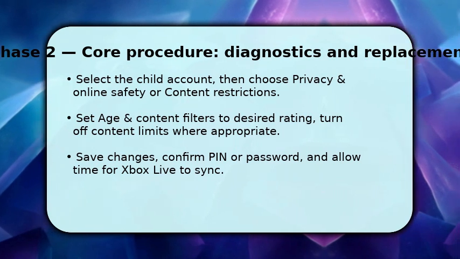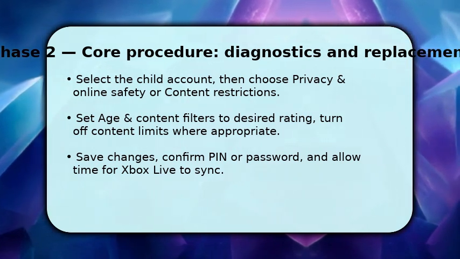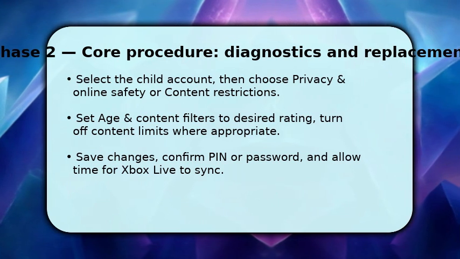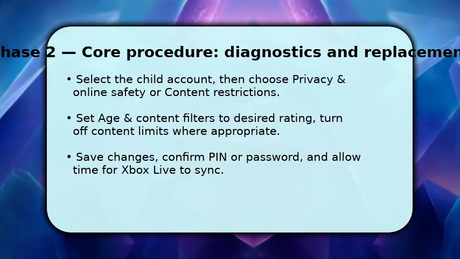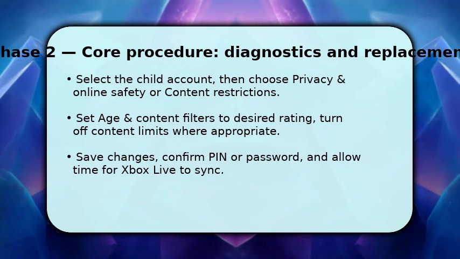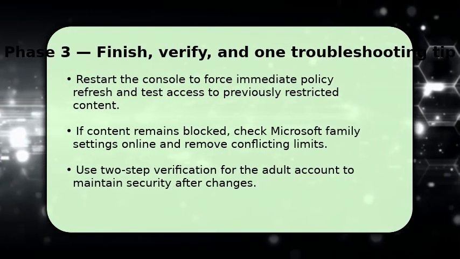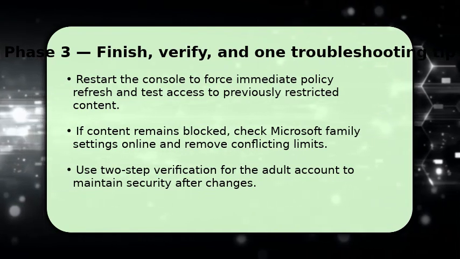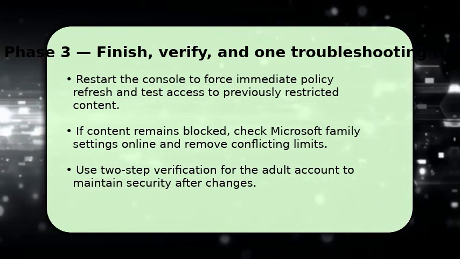Once you save, the console will sync the new policy with Xbox Live, so give it a minute. If you use a family group on Microsoft, verify changes there as well to avoid conflicts. Finish by restarting your Xbox Series X to force the new restriction settings to apply immediately. Test access to a previously blocked game or app.